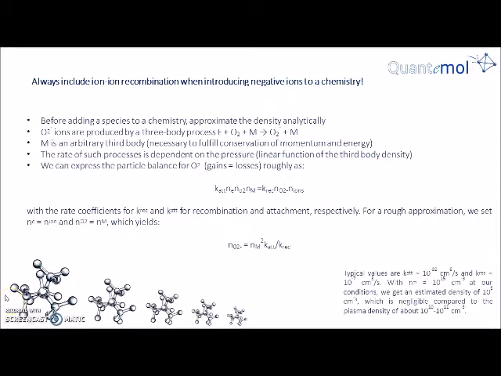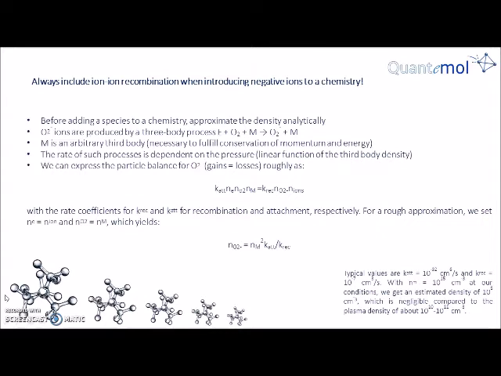Typical values are K_at equal to 10 to the power of negative 32 centimeters to the power of 6 per second, and K_rec equal to 10 to the power of negative 7 centimeters to the power of 3 per second. With Nm equal to 10 to the power of 15 centimeters to the power of negative 3, at our conditions we get an estimated density of 10 to the power of 5 centimeters to the power of negative 3, which is negligible compared to the plasma density of about 10 to the power of 10 to 10 to the power of 11 centimeters to the power of negative 3.